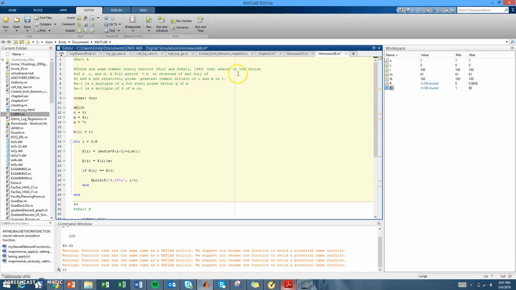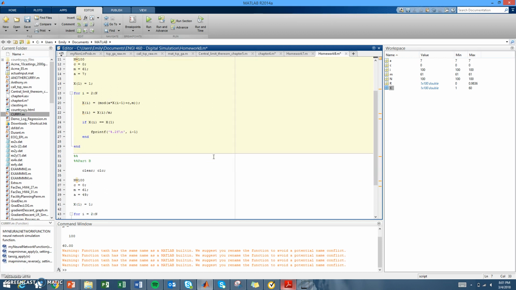So this came from our textbook, so I'm just going to read it for you. It says there are some number theory results that help you choose A, C, and M, and a full period M is obtained if and only if C and M are relatively prime, which they are, and the greatest common divisor of C and M is 1. Also, A minus 1 is a multiple of Q for every prime factor Q of M, and A minus 1 is a multiple of 4 if M is.